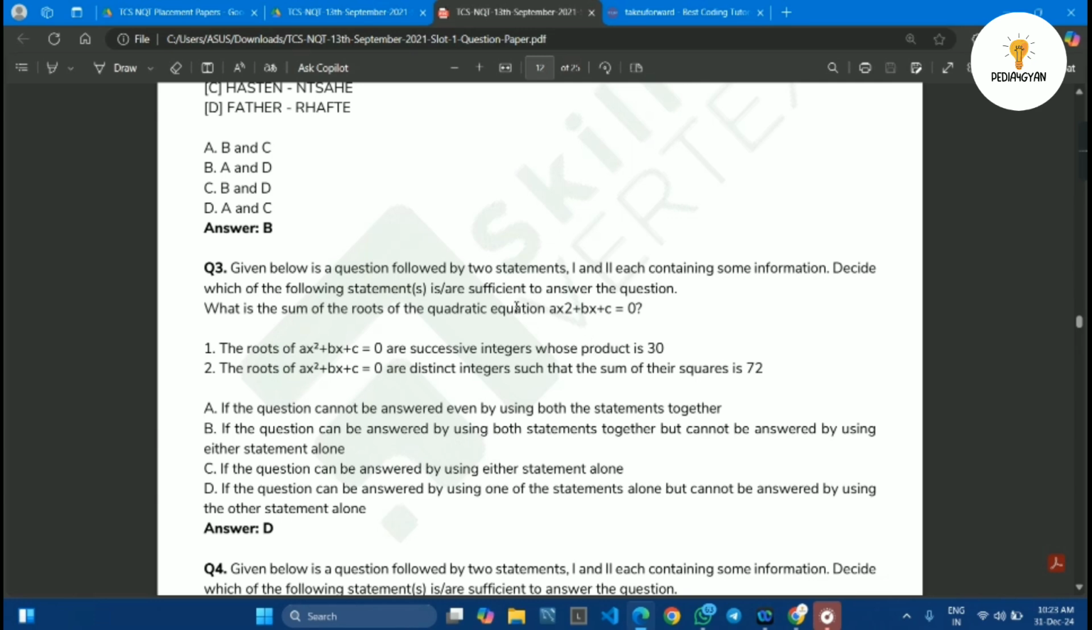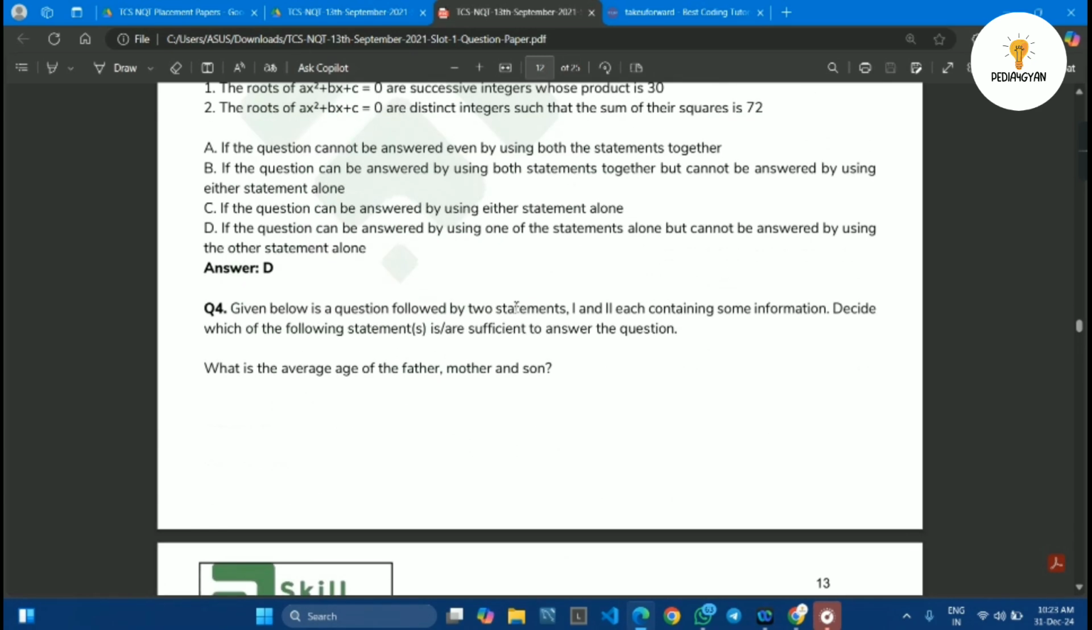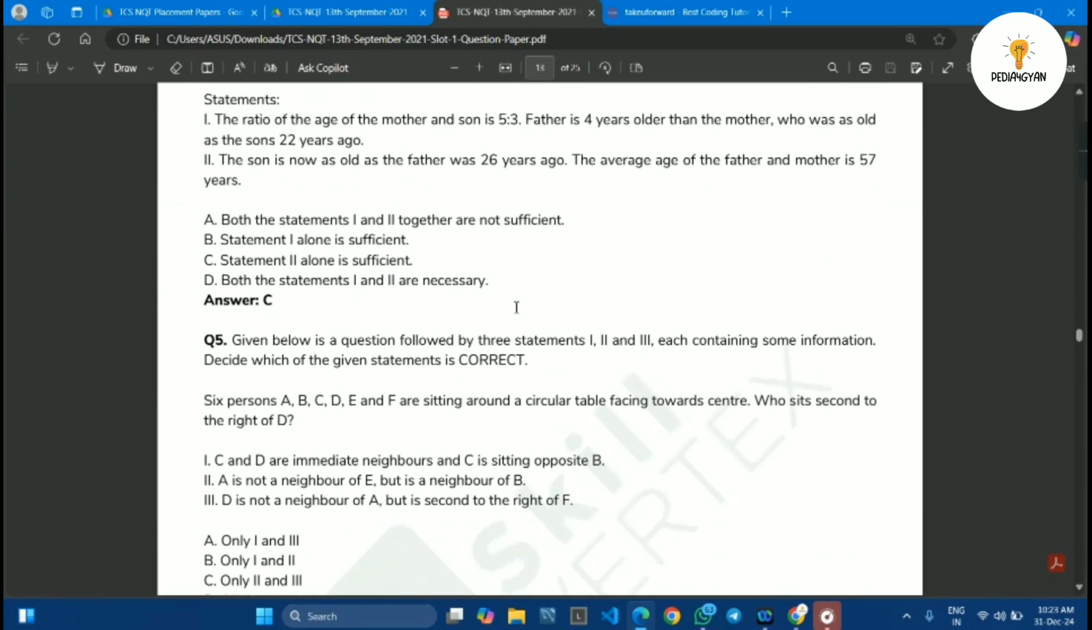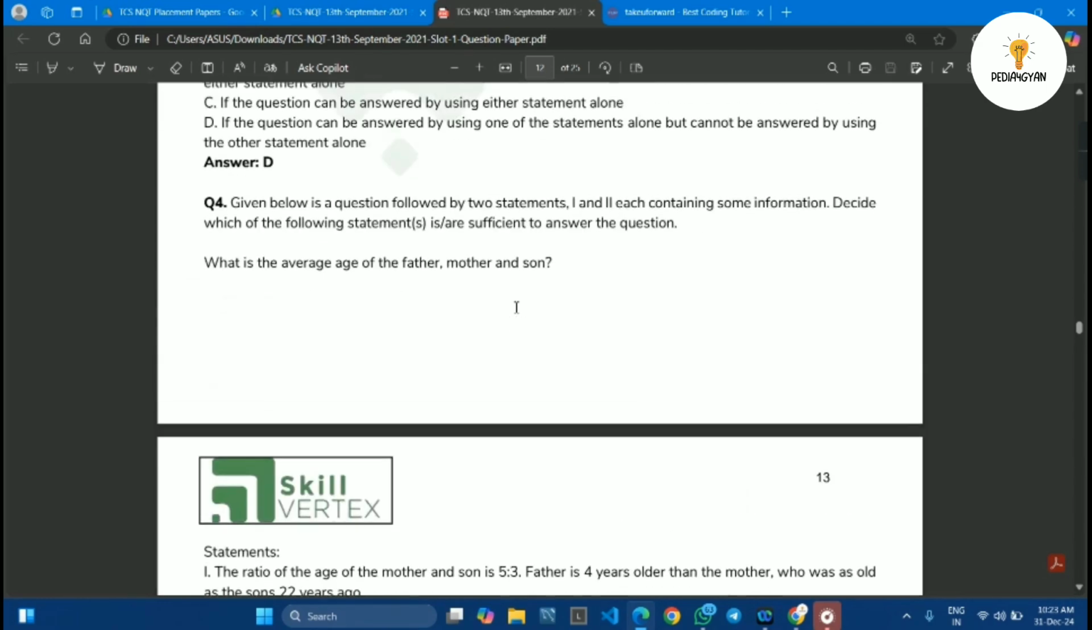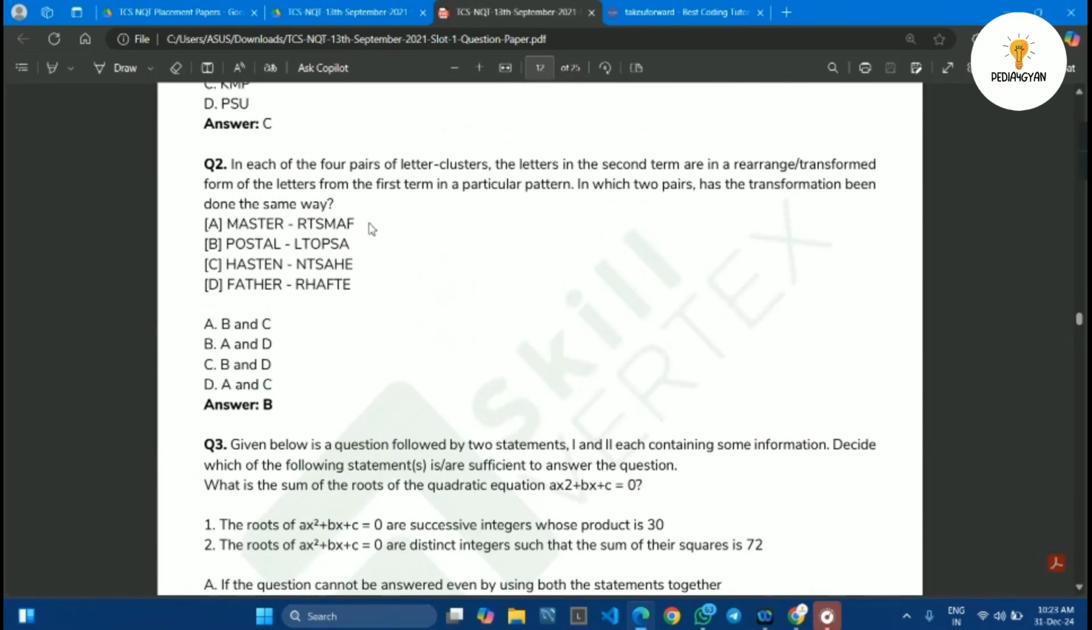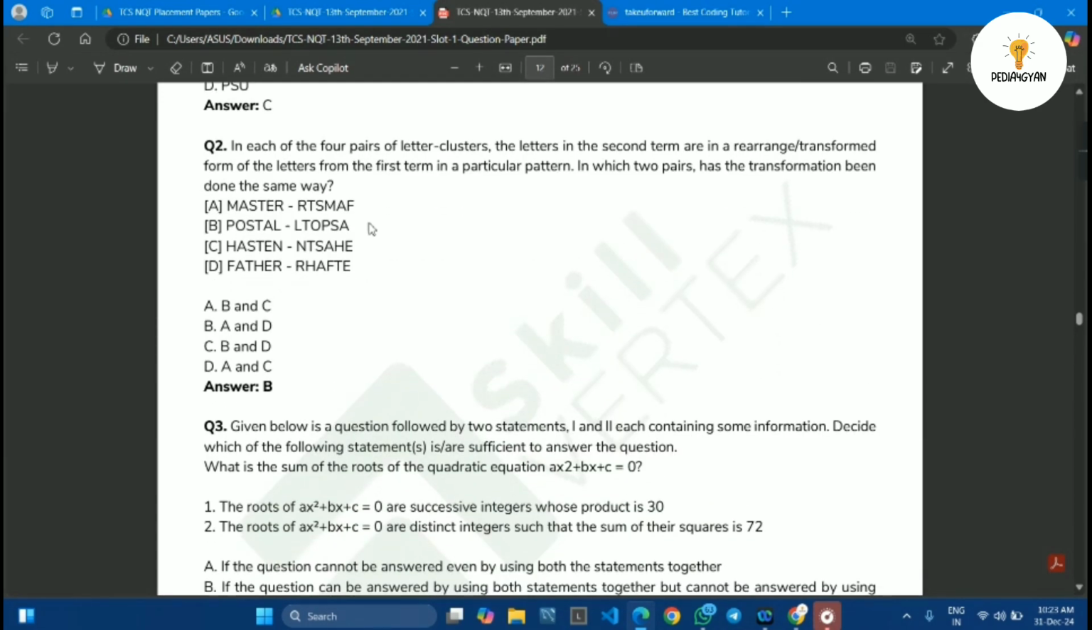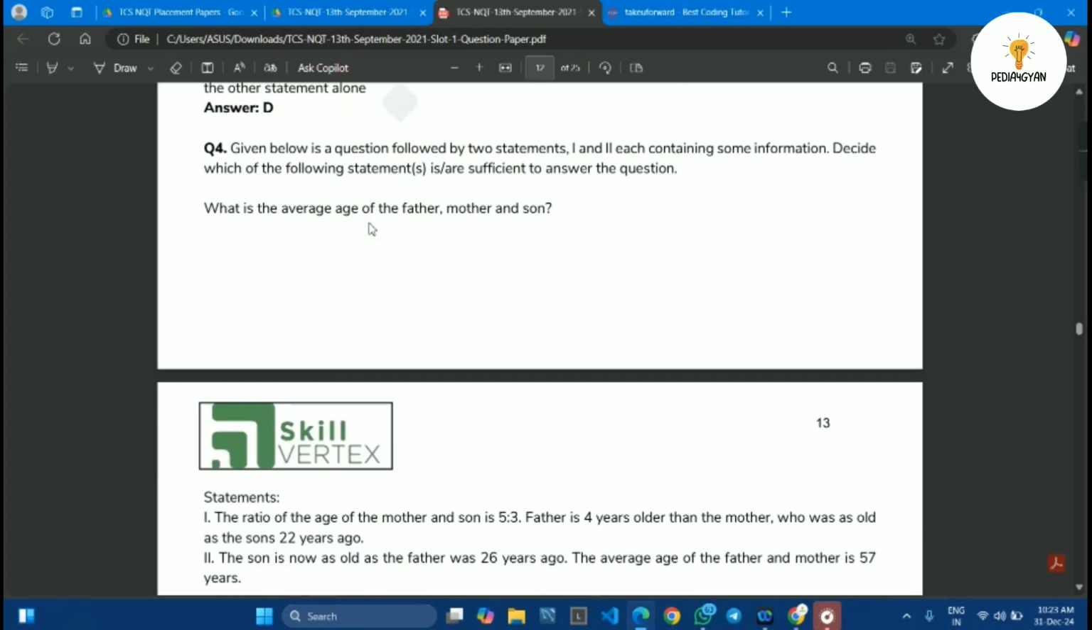After that, the statement and conclusion. These are two easy questions, and you have to practice a lot. Statement and conclusion, and these are the odd man out questions. These are the questions you will most probably see.